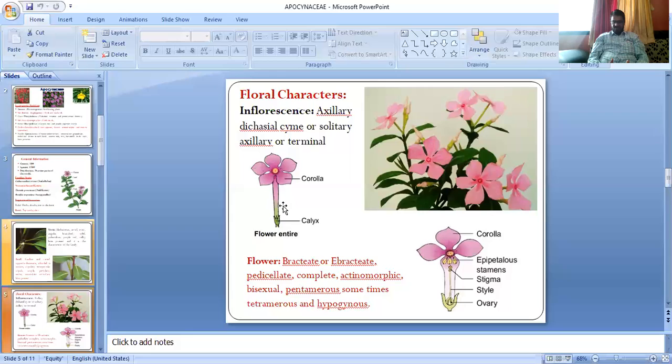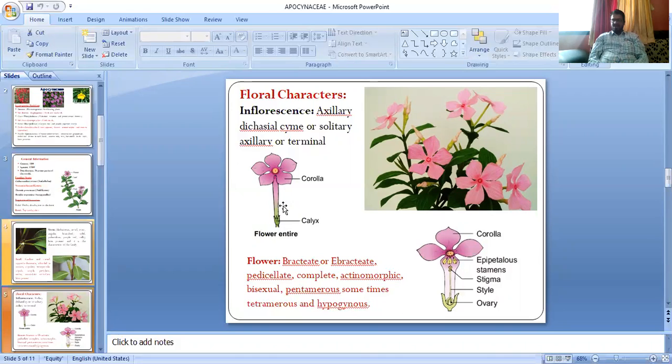An actinomorphic flower is nothing but a flower in which it can be cut into two equal halves, two equal parts in more than one longitudinal plane. If we take more than one longitudinal plane, from one side we get two equal parts, from another side also two equal parts, from a third side also two equal parts. Such a type of flower is called as actinomorphic flower.